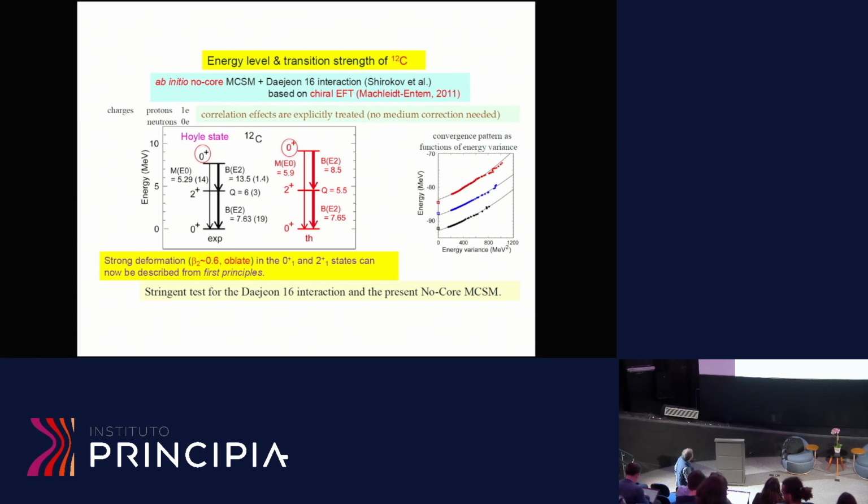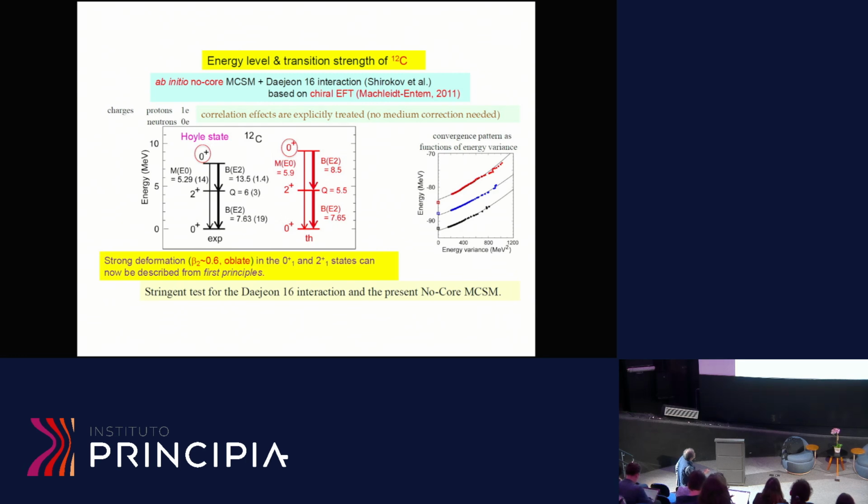Then we can look at the Hoyle state, where the Hoyle state may need a slightly bigger model space. In fact, this is a convergence pattern as a function of energy variance. For the ground state and 2 plus state, we can really come to a point very close to the experimental value. But for the Hoyle state, we are a little bit too high.